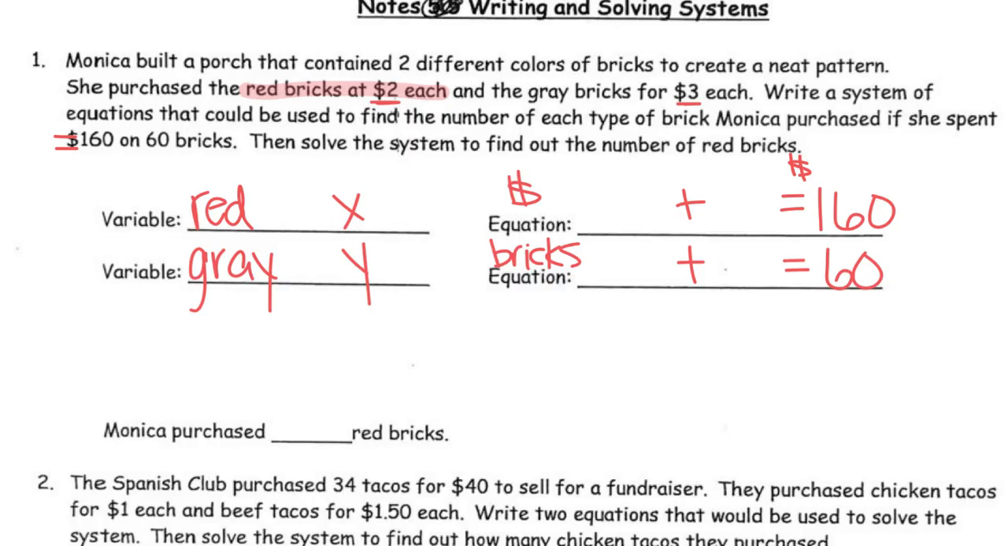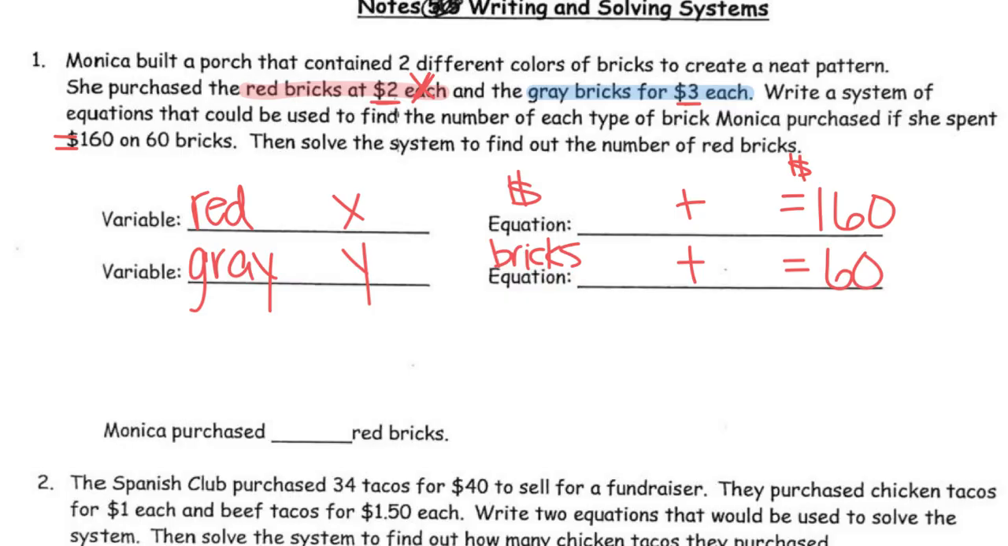So could we say that this is going to be 2, and we're going to use X for red? So 2 times each red brick. So maybe I have 5, I would do 2 times 5. Or if I had 10 red bricks, I would do 2 times 10. What else does it tell us she did? It says gray bricks are $3 each. What do you think that's going to look like?